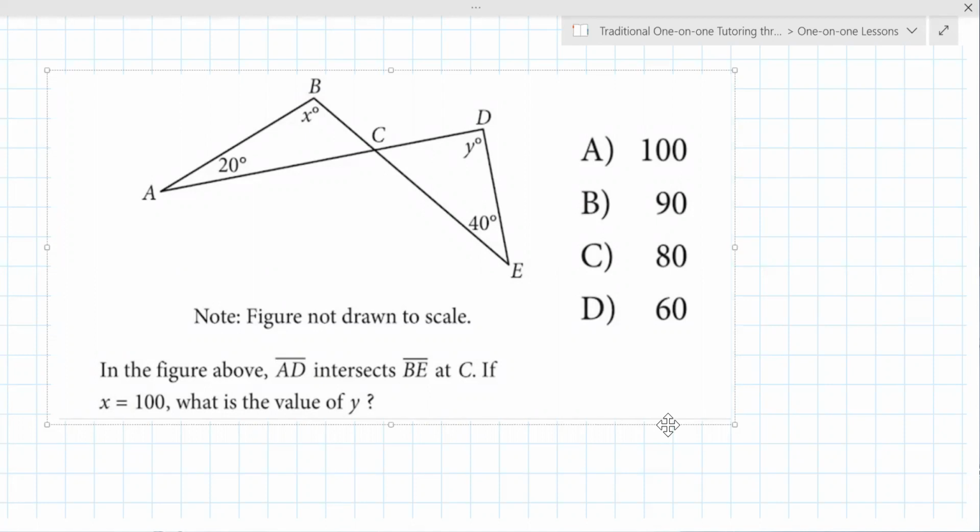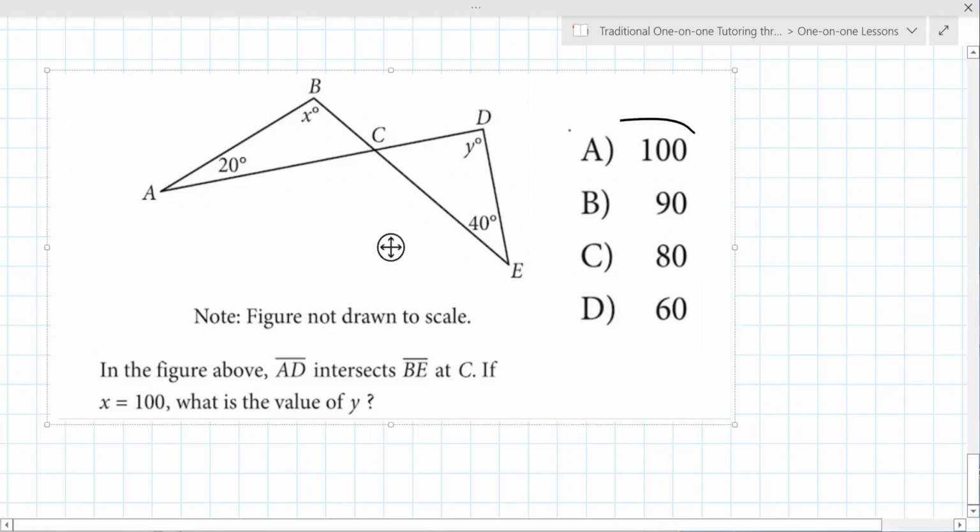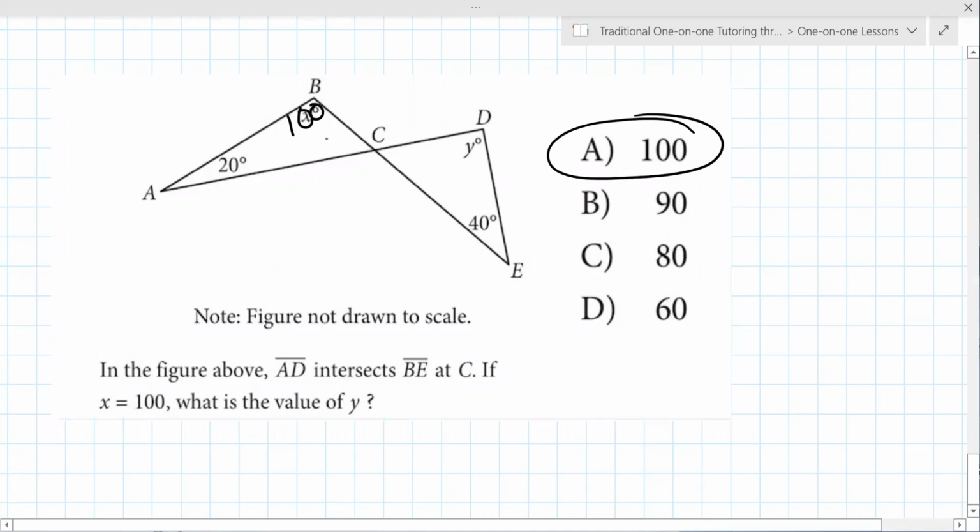You're convinced it's 100. So let's work it out here. This is 100 up here for X, so that makes this 60. These angles are congruent, 60. 60 plus 40 is 100. So Y must be 100.